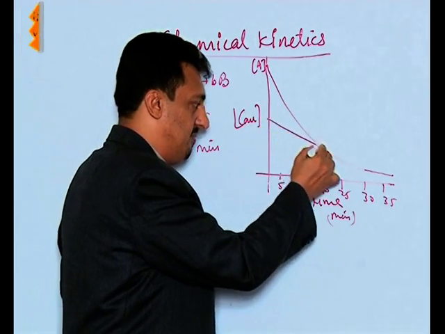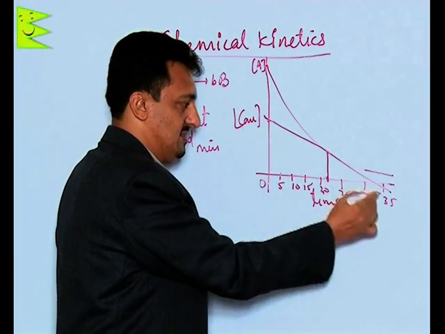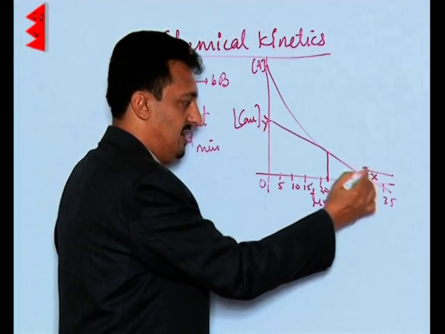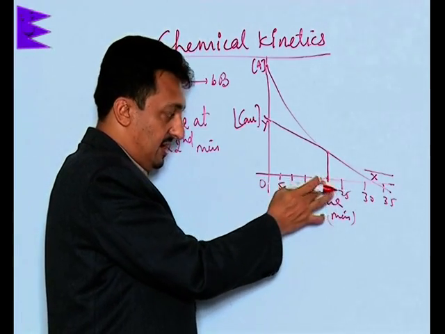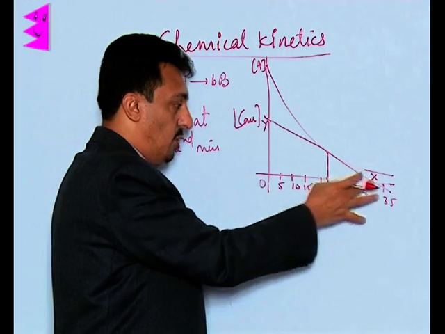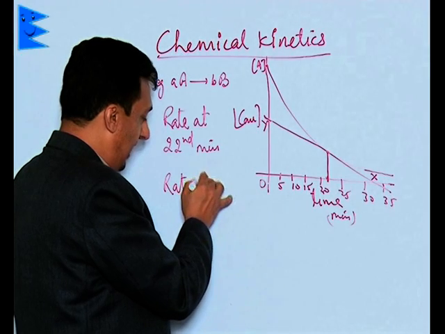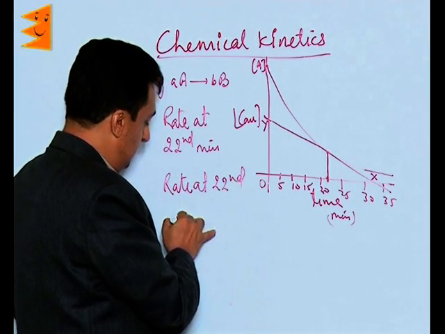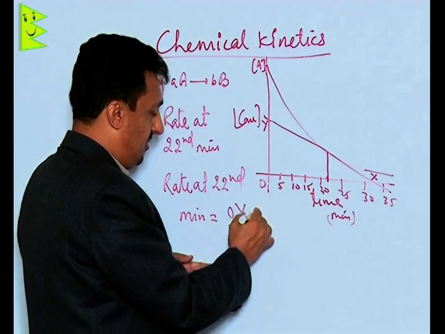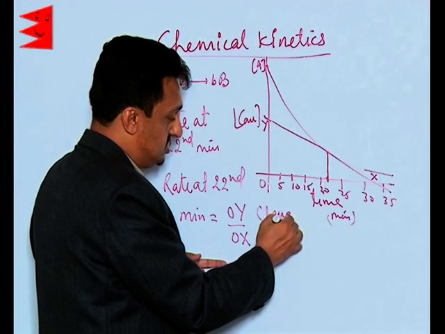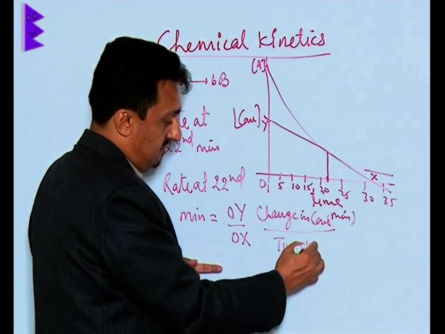we can draw a tangent to that curved line, and find the points of intersection of this tangent on the y-axis and on the x-axis. Let them be Y and X. So this OY will give us the change in the concentration at 22 minutes, and this OX can give us the time interval. So we can find the rate at the 22nd minute as OY upon OX, because this will give us change in concentration upon time interval.